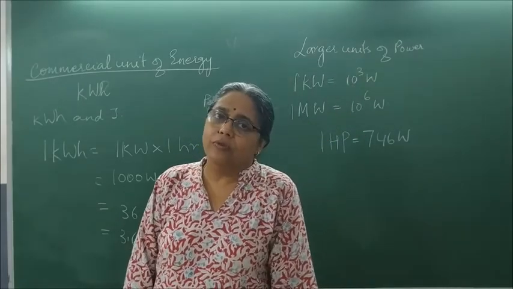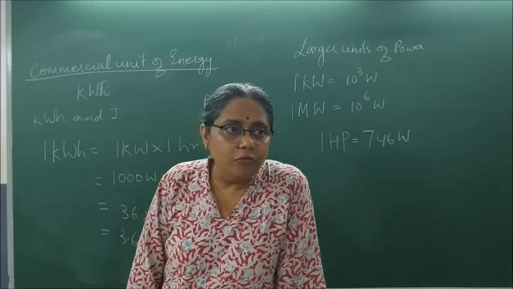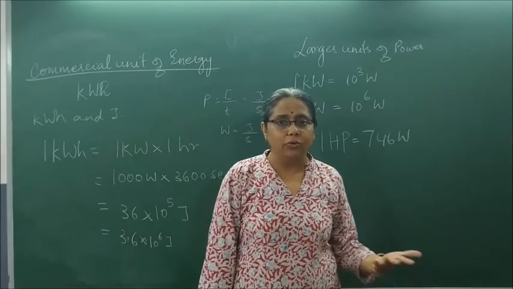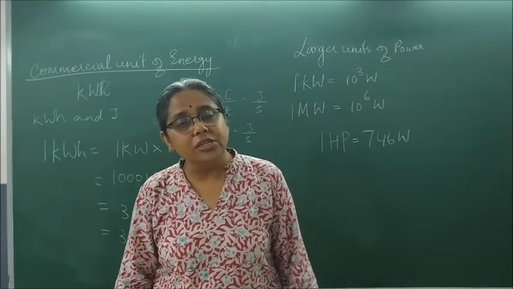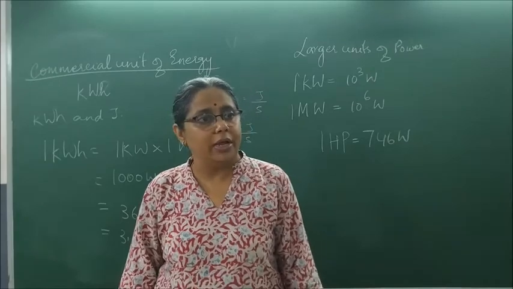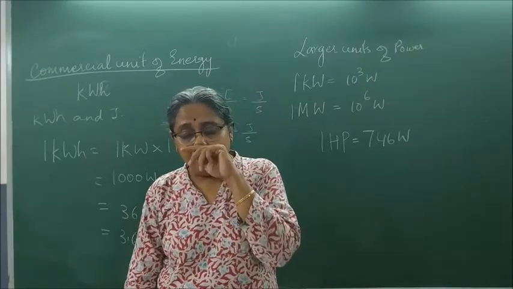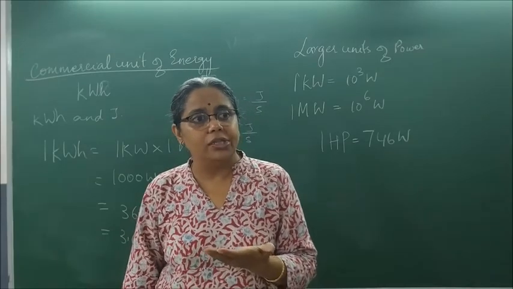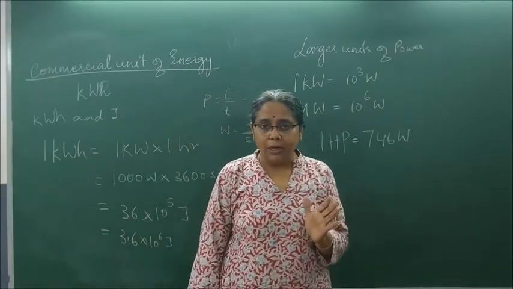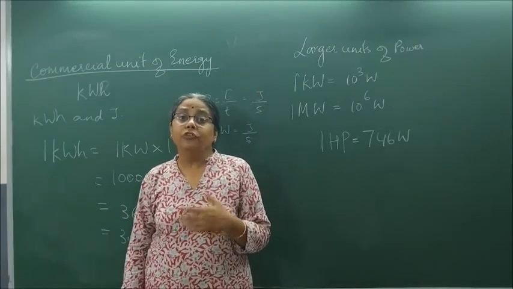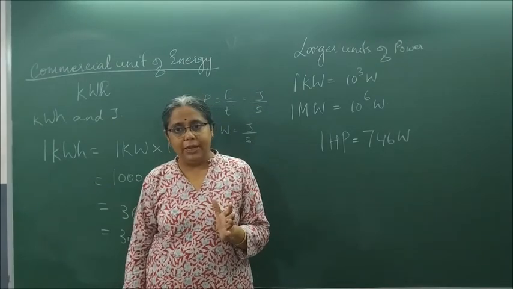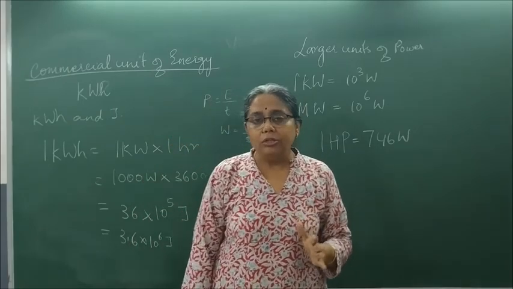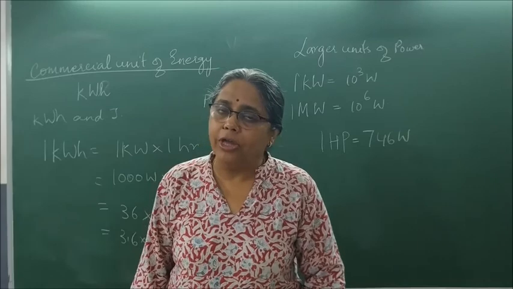Depending on what is given in your problem, you will use the formula. If potential difference and current are given, you will use P is equal to VI. If potential difference and resistance are given, you will use P is equal to V square by R. If current and resistance are given, you will use P is equal to I square R. The excuse that you do not know which formula to use does not help, because you are supposed to go through everything. So this finishes your theoretical part of electricity.